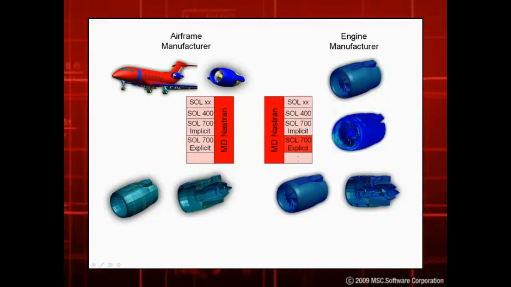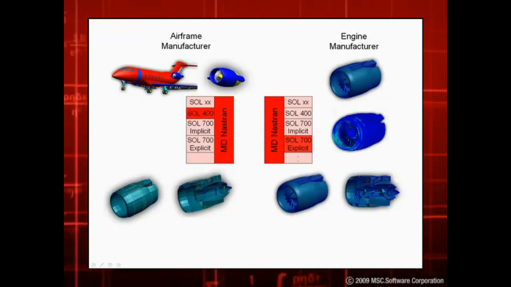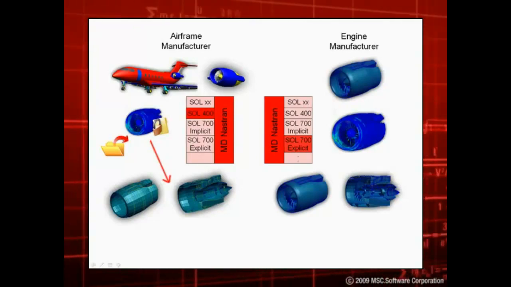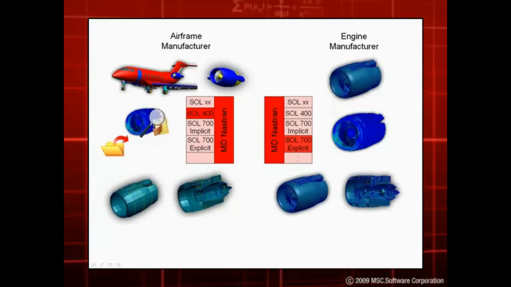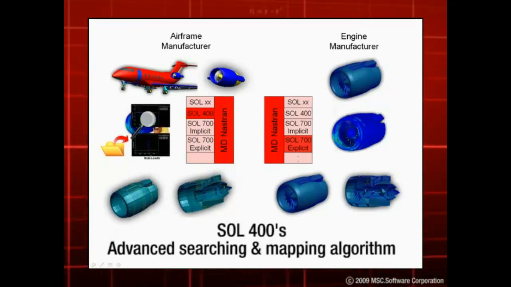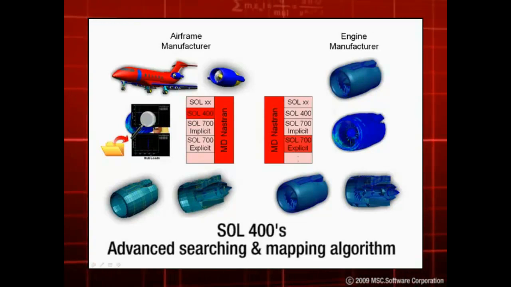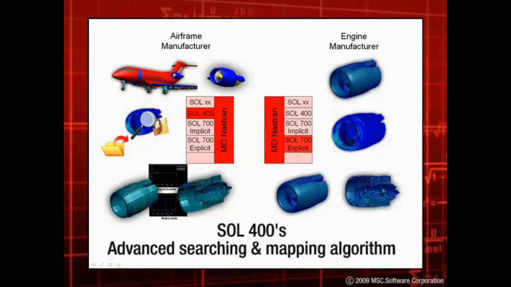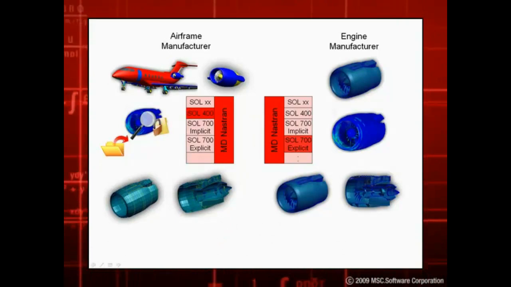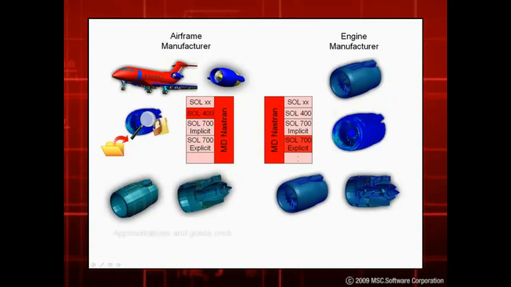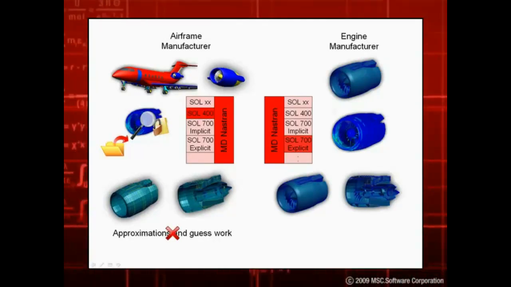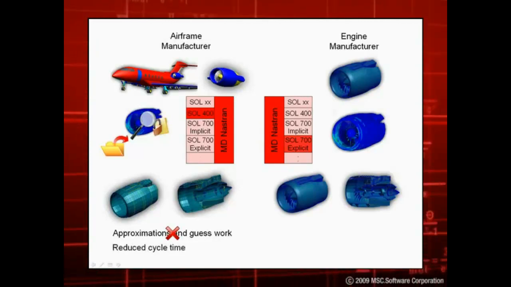The airframe companies then use MSC Nastran Solution 400 implicit solver to read in the loads onto the rotor dynamics model, which is much coarser than the fan blade out engine model. Solution 400 has an advanced searching and mapping algorithm that will read in the transient loads from the fan blade out analysis and apply them on the new rotor dynamics model in the exact location at the exact time. By using MD Nastran, the aviation industry has not only eliminated approximations and guesswork that could result in poor designs and high costs, but has also significantly reduced the design cycle of the product by using a common environment under MD Nastran.